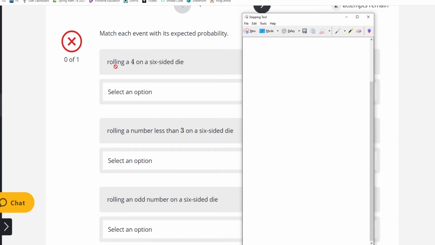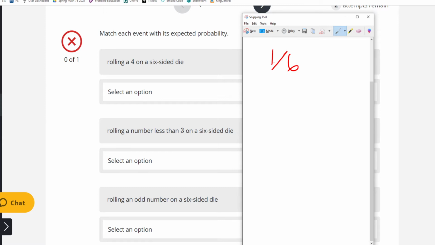All right. So the first one is rolling a 4 on a 6-sided dice. Well, if we think about it, a dice has 6 total sides. So 6 is my total here. And out of those 6 sides, only one of them is a 4. So this first one has a 1 out of 6 chance of happening.